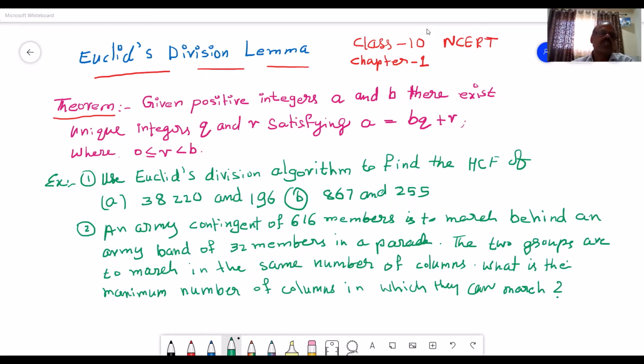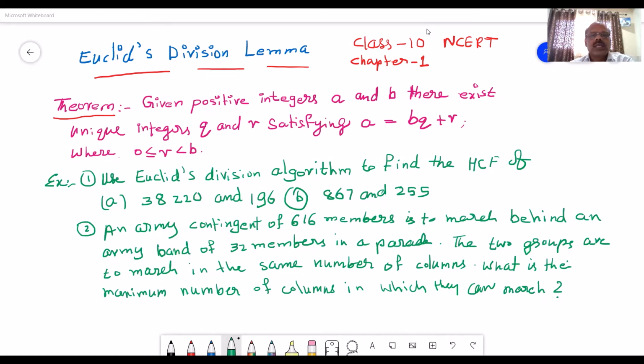Sometimes Euclid's lemma is also mentioned as Euclid's algorithm. Algorithm means a series of steps followed to get a resolution. Since the same thing is carried out in this case also, it is sometimes known as Euclid's algorithm. After that, we will attend some examples also.